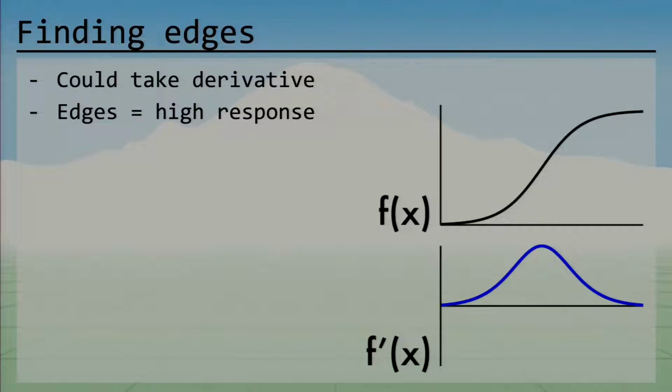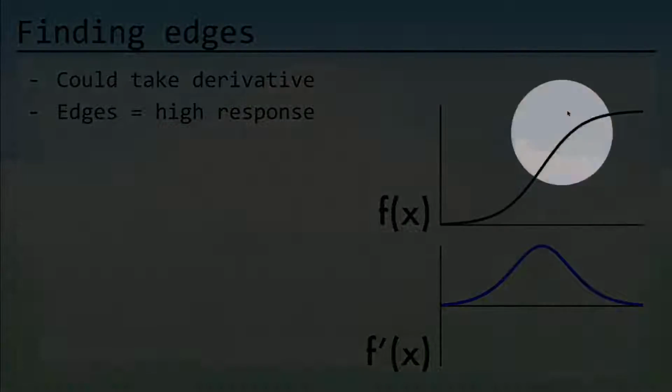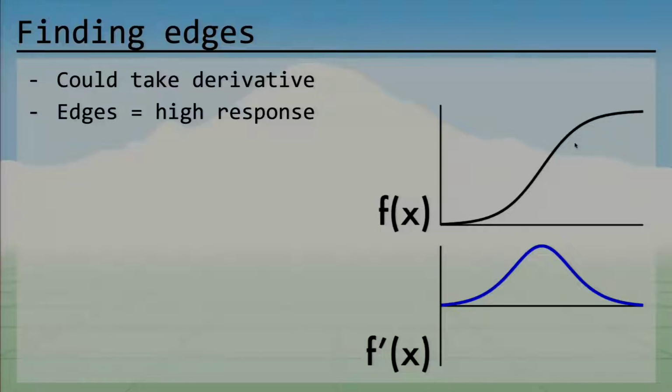What we're going to get out of the function on the right when we take the derivative is this peaking function, where the highest point on that function is the area where the function is changing the most. So we could imagine that we just take the derivative of an image and we say anywhere where this function is really high, anywhere where there's a large response, that's probably an area where there's some kind of edge going on.